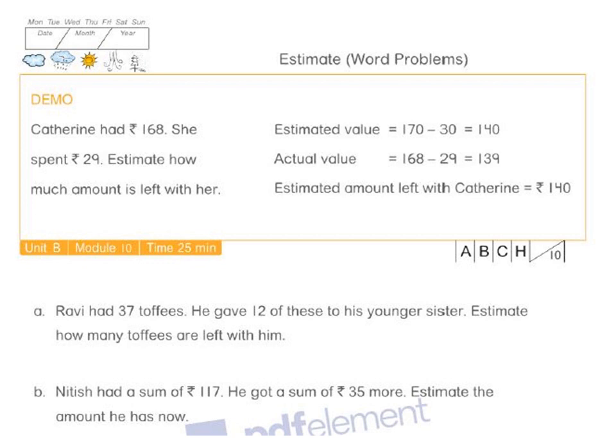Okay, the first word question is, Ravi had 37 toffees. He gave 12 of these to his younger sister. Estimate how many toffees are left with him. Question number B, Nitish had a sum of rupees 117. He got a sum of rupees 35 more. Estimate how much money is left with him. Pause the video. Try to do this yourself.